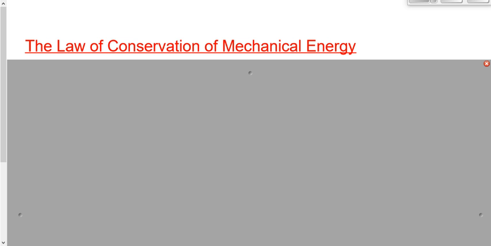If we account for everything, if we account for all the little factors that change energy from one form to another, then the total energy will always remain constant.